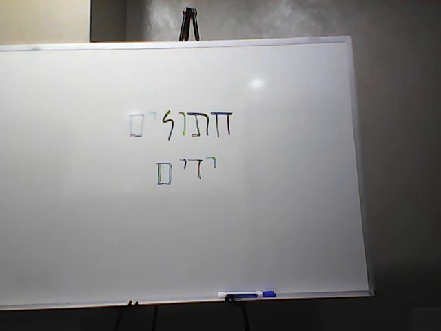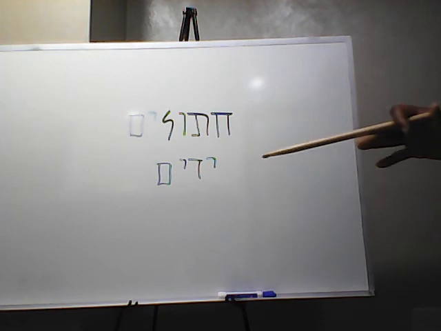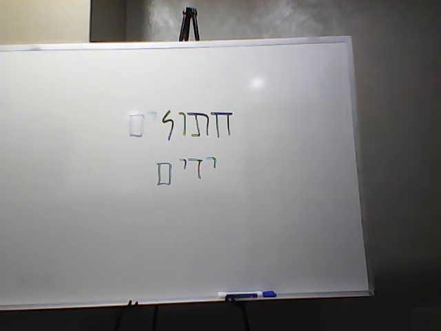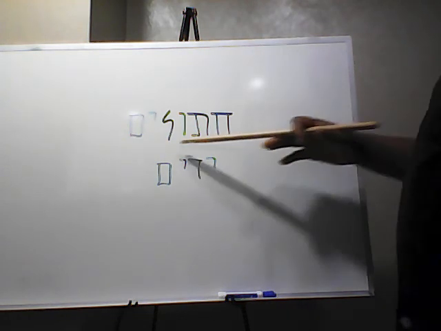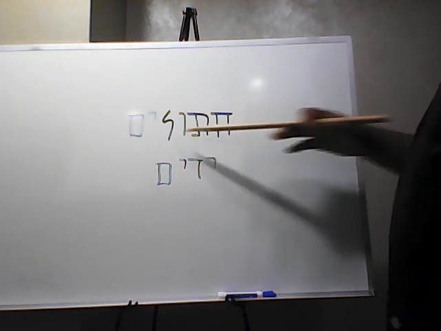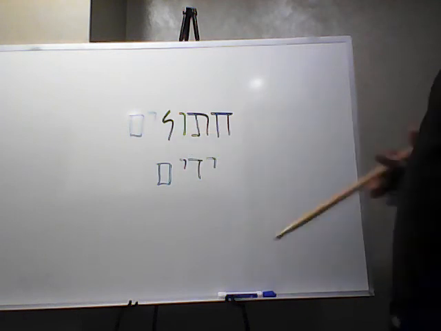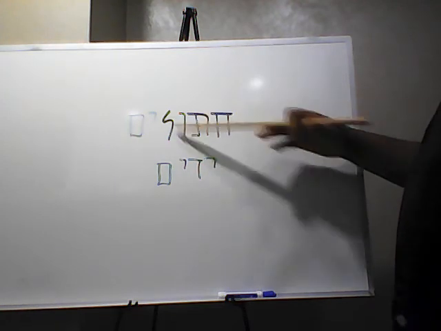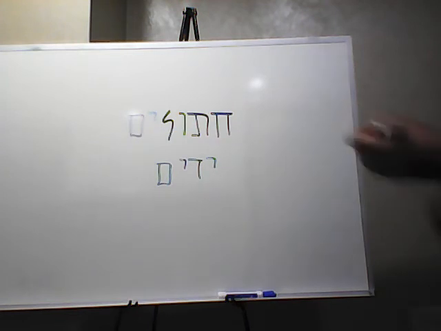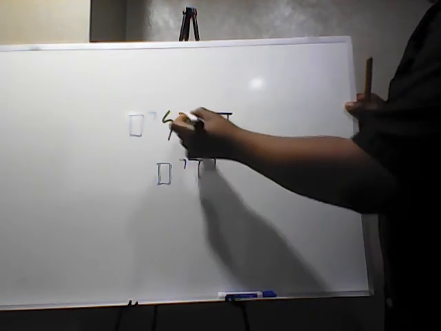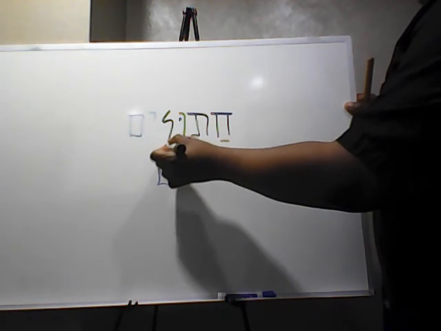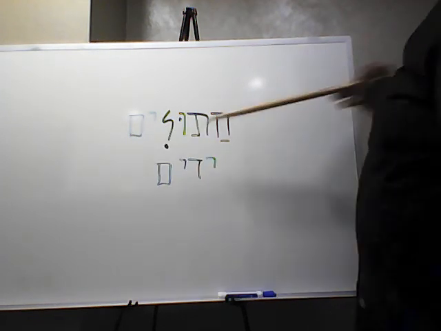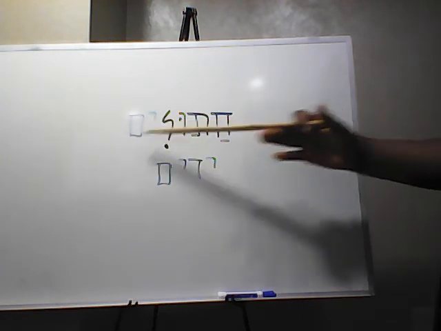I want to go over this very briefly, just to show the aspect of the mem as the suffix, whereas we did the mem as the prefix in the other class. What we're looking at here is the word khatul. Khatul means cat, like the animal. Khatulim means cats, plural.